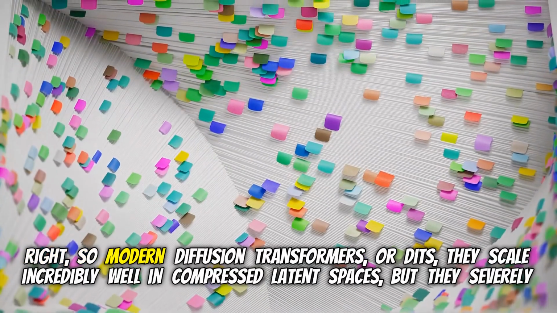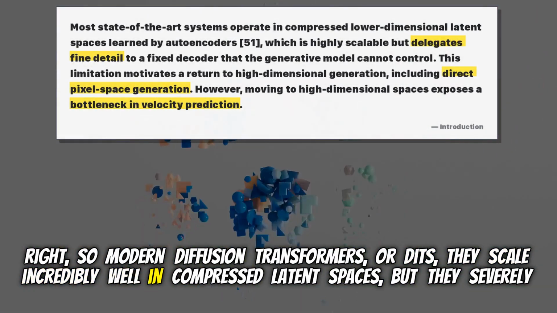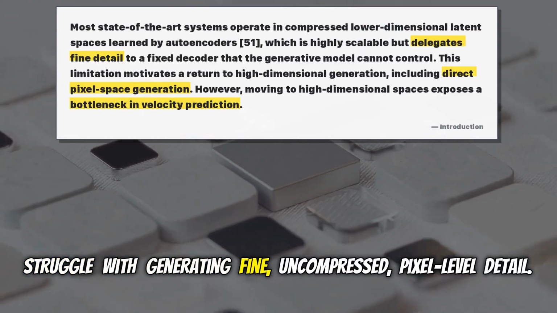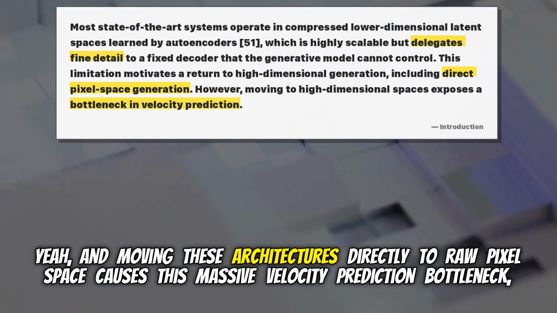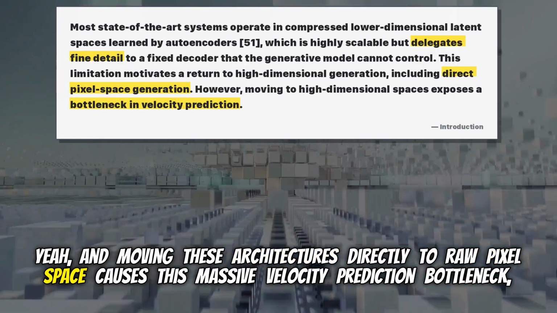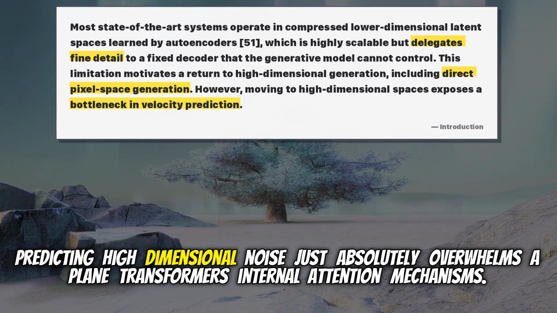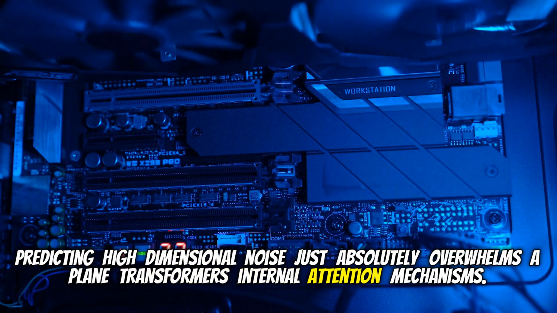Right, so modern diffusion transformers, or DiTs, scale incredibly well in compressed latent spaces, but they severely struggle with generating fine, uncompressed pixel-level detail. Yeah, and moving these architectures directly to raw pixel space causes a massive velocity prediction bottleneck. Predicting high-dimensional noise just absolutely overwhelms a plain transformer's internal attention mechanisms.